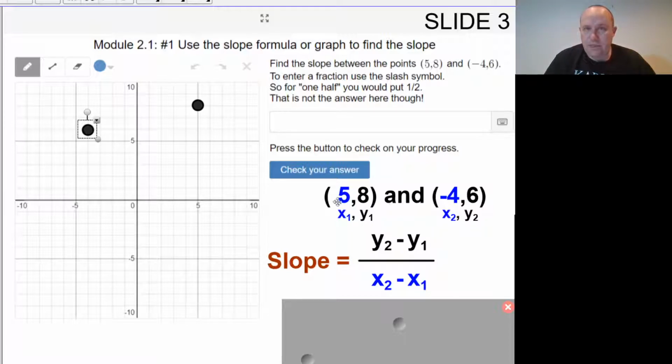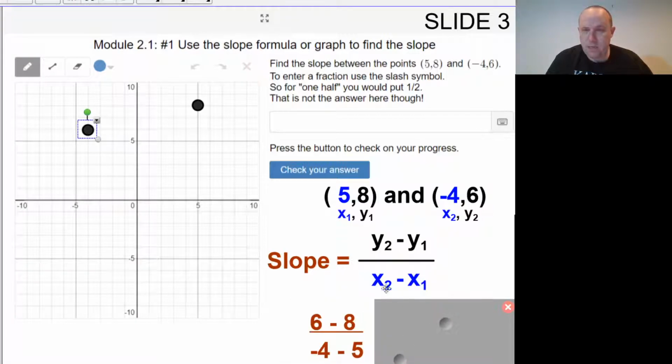So first of all, I've actually done this by the formula, because it says you can use the formula or you can graph. So we'll come to the graph moment in a second. So I wrote out the formula and labeled my points x1, y1, x2, y2, and then you just substitute each of these numbers in. So y2 would be 6, y1 would be 8, so I'd have 6 minus 8 on the top of my fraction. On the bottom of my fraction, x2 is negative 4, and x1 is 5. We then work out what that gives us, and then 2 negatives when we divide will give us a positive, so we'd actually have an answer of 2/9.